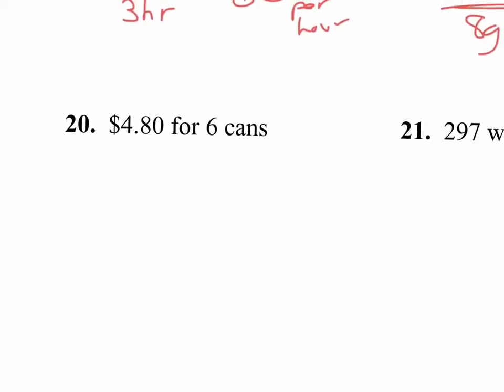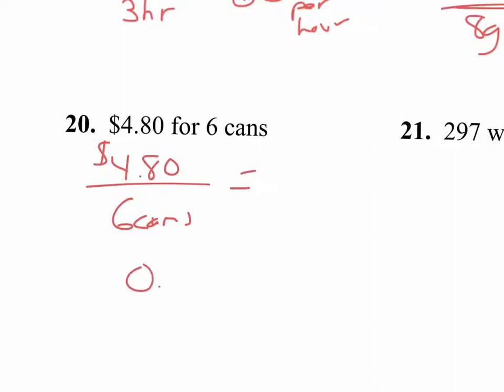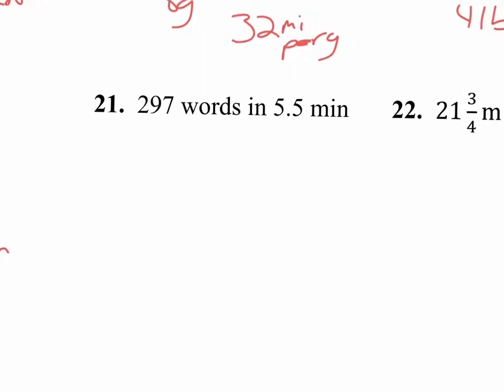Number 20, same thing. So $4.80. We're trying to find how much it costs per can. Divided by 6 cans. So when I do that, I get 0.80 cents. So it's 80 cents per can. Okay, that's how you would read it when you divide. Okay, let's keep on going.